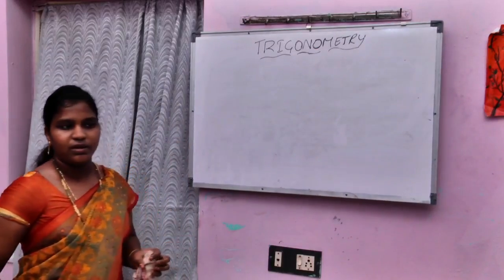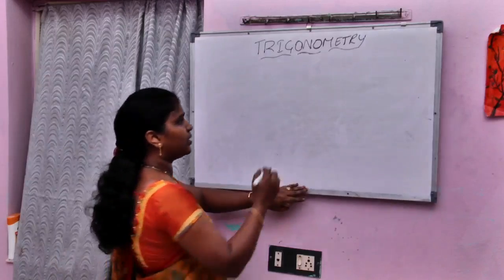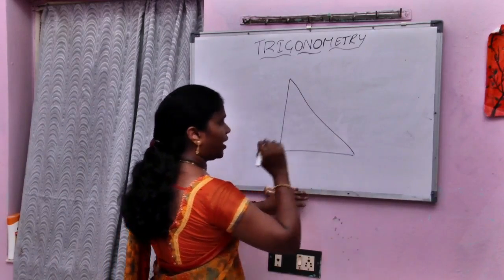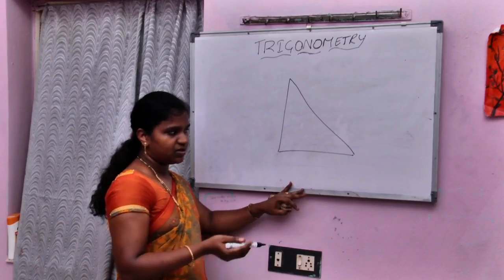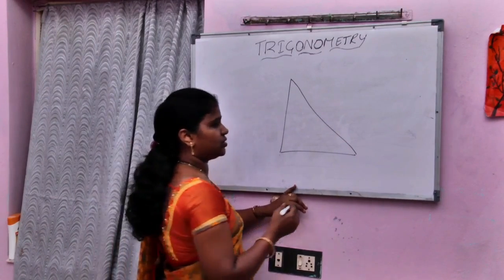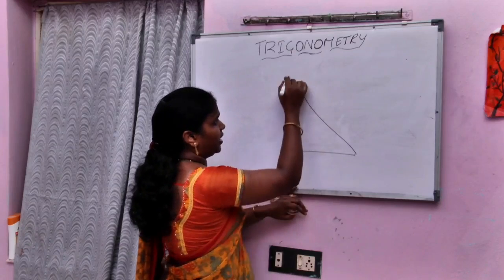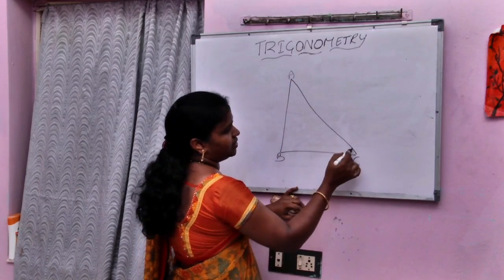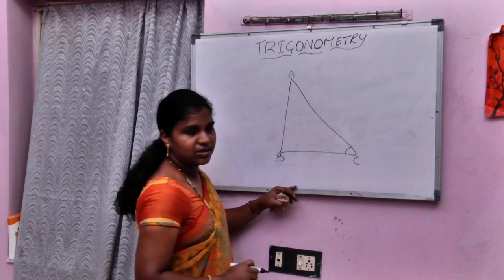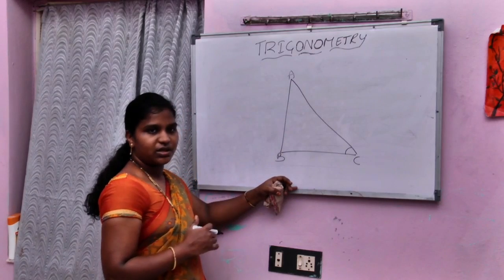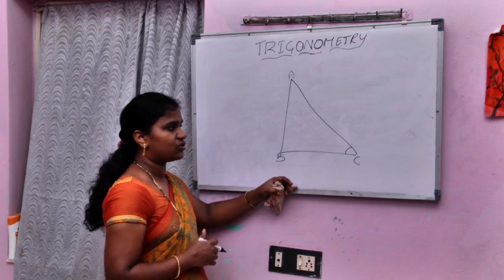By considering a right angle triangle and basing on the acute angle, we can name the trigonometric ratios. Now this is a right angle triangle and the right angle is at B. Let us consider the acute angle at C. By seeing the acute angle, we can mention the trigonometric ratios.